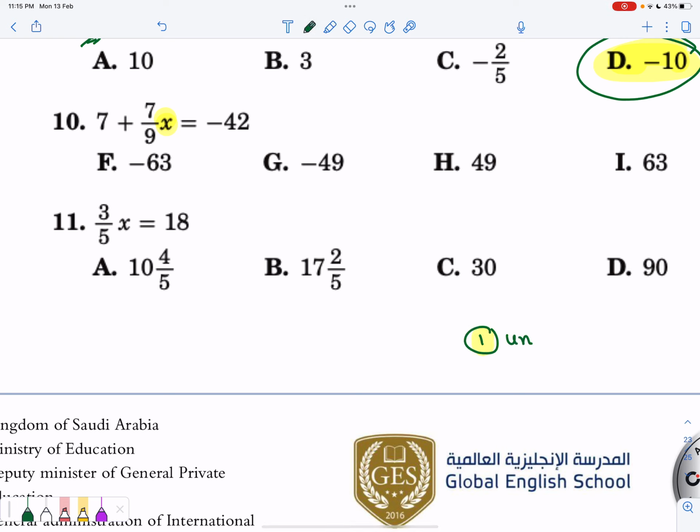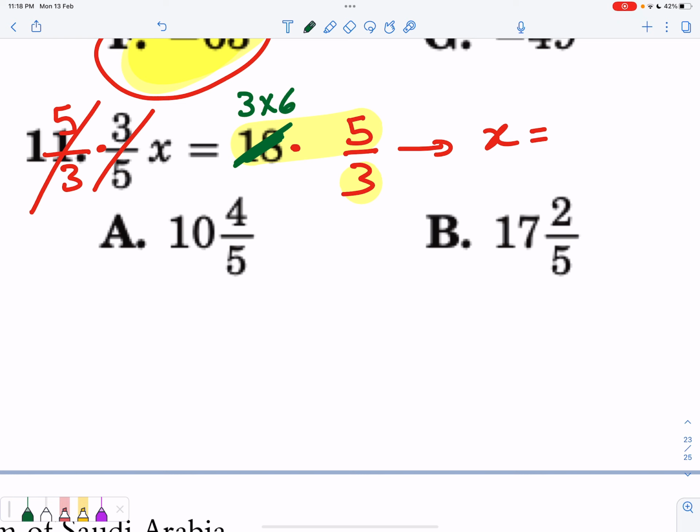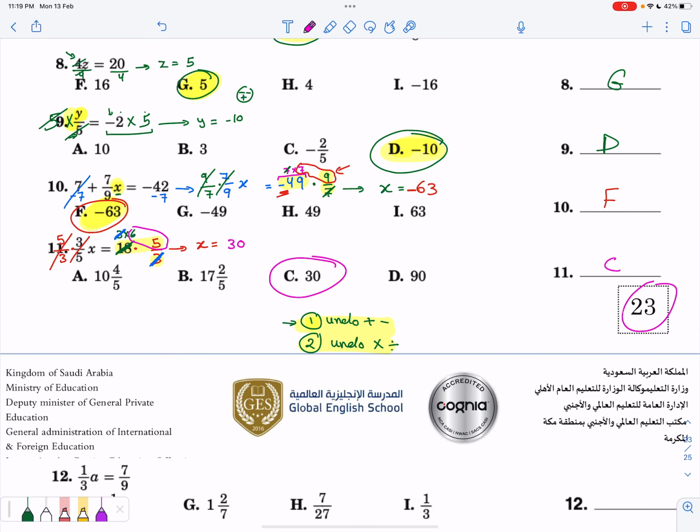Instead of 18, I will say it is equal to 3 times 6, right? Because when you multiply 3 times 6, you will get 18. Now you can cross one of these 3s, this 3 actually, with this one. So you just have what? You just have the 5 multiplied by 6. And 5 times 6 is equal to 30. So the answer x is equal to 30. So this is the correct answer, C.